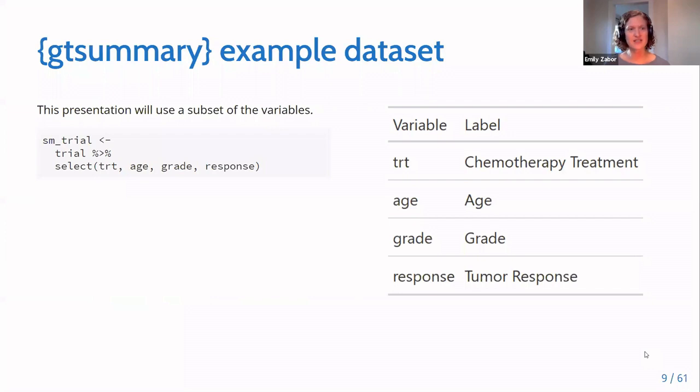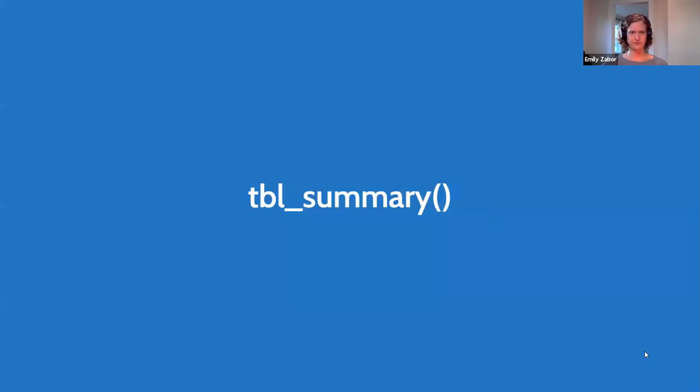So I'll actually be using a subset of these variables for most of the tables I'll be showing today, just the age, grade, response, and treatment. And I've just shown here the variable names and the labels of those variables. So I'll be focusing on those just to give examples. So there are really 2 main functions in the gtsummary package, table summary and table regression. So I'll go through the details of these 2 because they're both very powerful functions for creating nice tables. And so first I'll go through the details of the table summary function. Some might say this is pronounced tibble summary, but I still say table. It's a little old-fashioned.